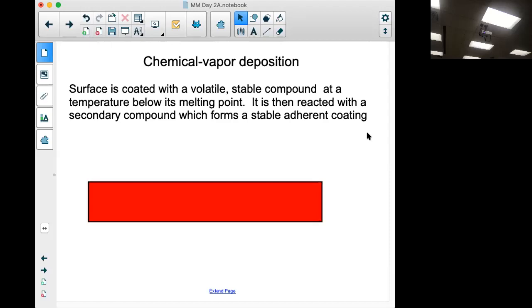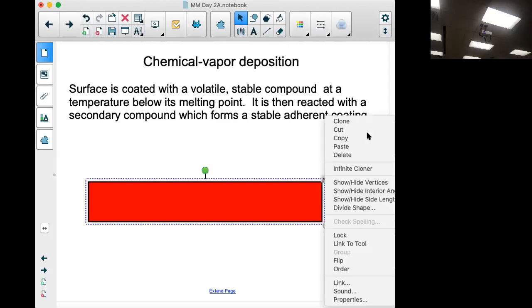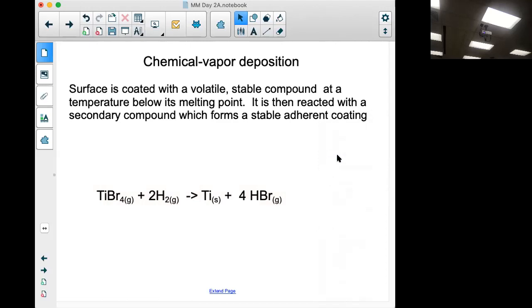Now, when we do this, we're almost all finished here. An example of a reaction is titanium tetrabromide plus hydrogen to form titanium plus 4 hydrogen bromide gas molecules. Why would I care for the formation of titanium onto a substance? Well, titanium onto a substance is the beginning of the process to form Teflon. So this chemical vapor deposition is how we apply a Teflon coating to nonstick cookware. Does that make sense? All right.